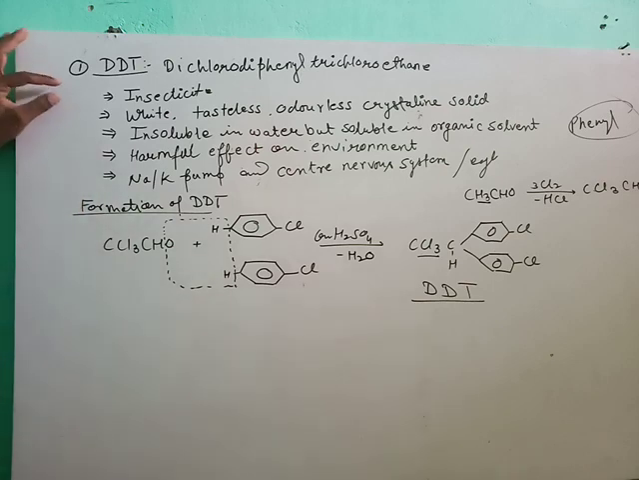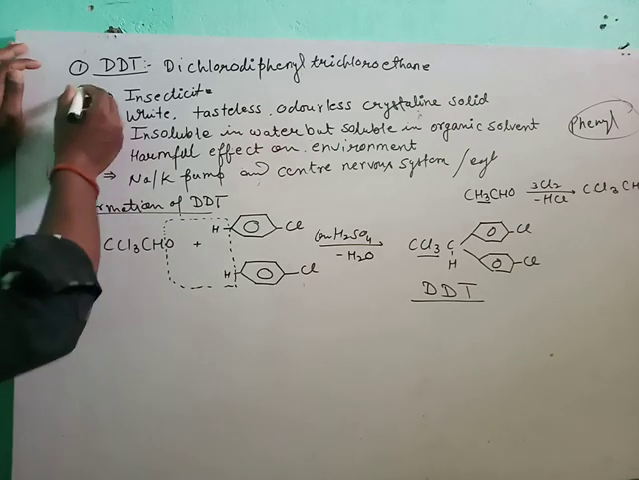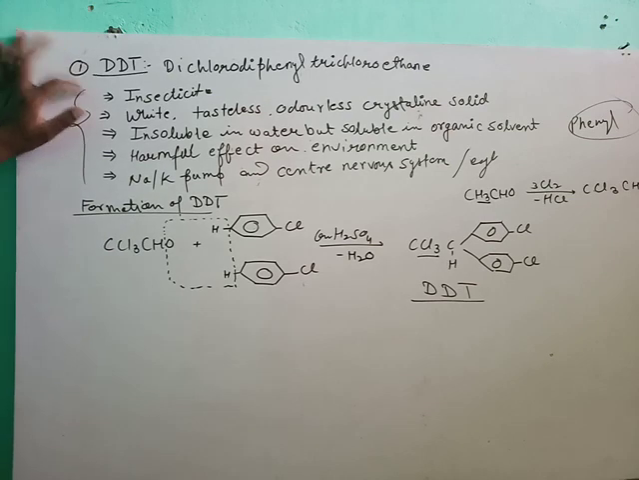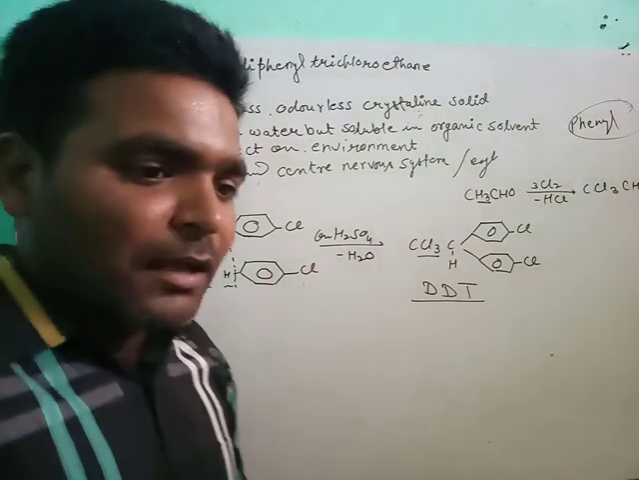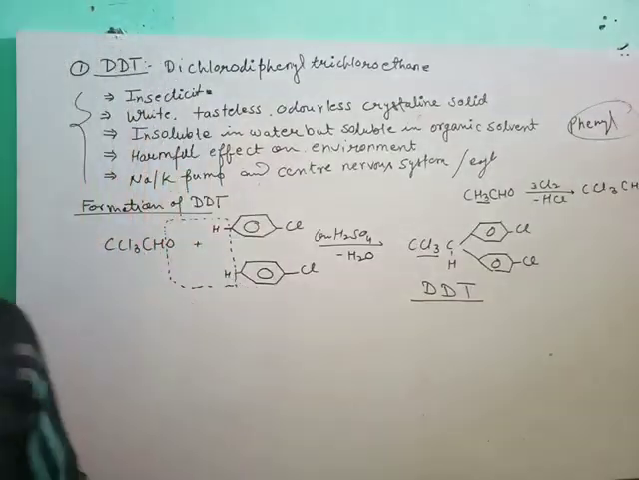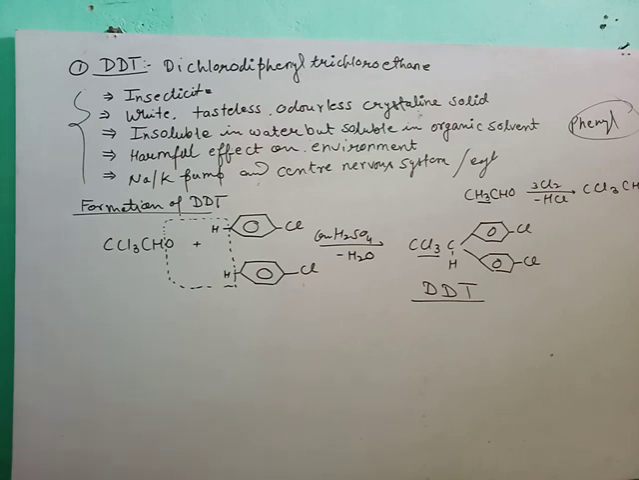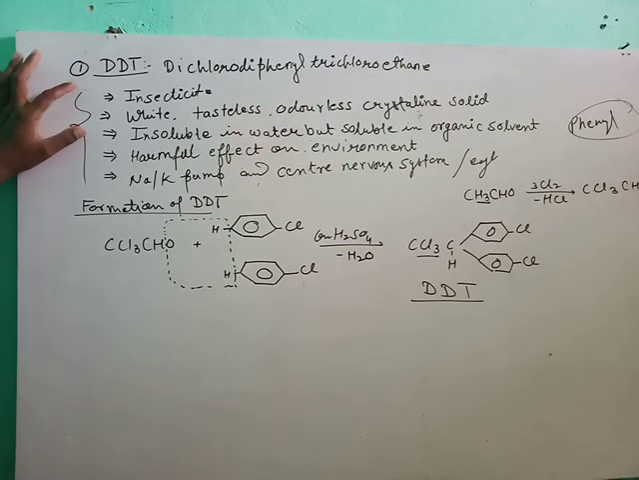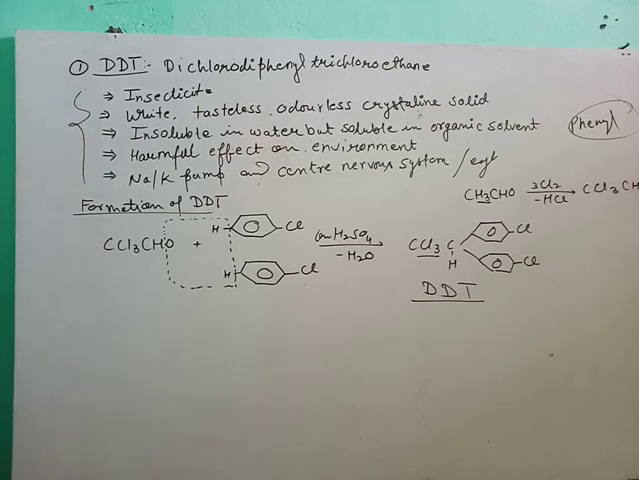Now some special properties of DDT. First, DDT is an insecticide, कीटनाशक. It is used for killing mosquitoes and so many insects in common use. And if we discuss the physical properties of DDT, it is a white, tasteless, odorless, crystalline solid. It has no taste, no odor, and is a crystalline solid.